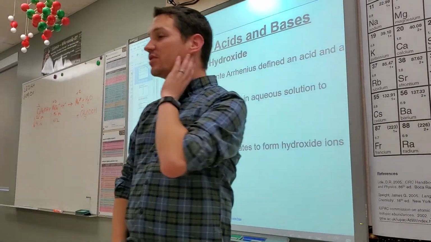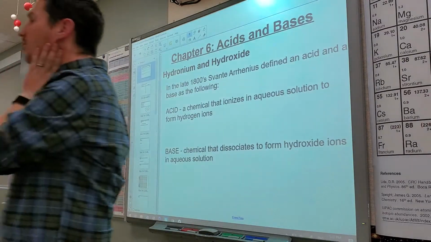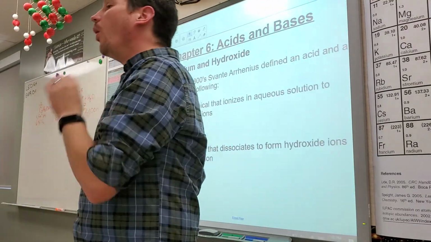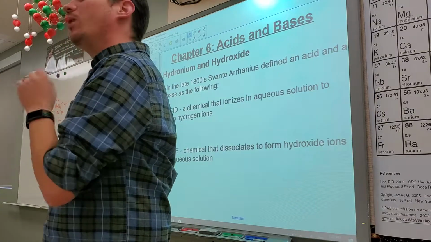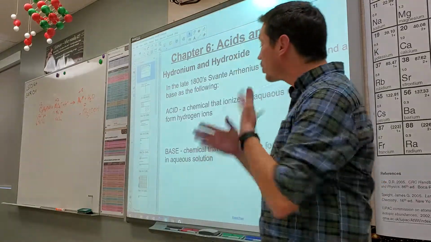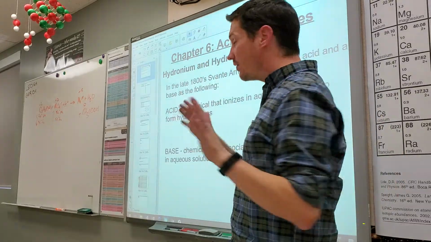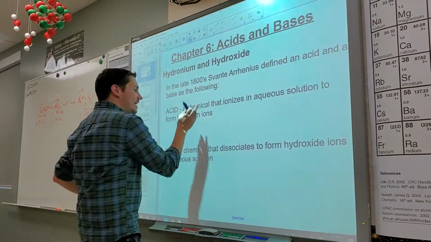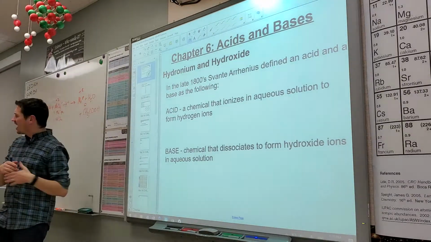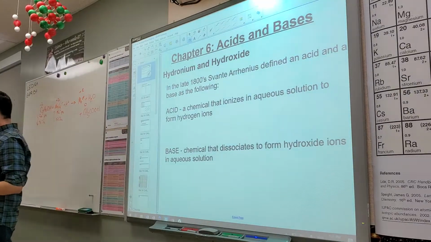Okay, as I was saying, I was lying to you because I was teaching you an older model of what acids and bases are. Now we've since updated our model, and we're going to update it in a second. The old model that we just covered in the previous unit was that an acid is a chemical that ionizes in an aqueous solution to form hydrogen ions. Pick any acid, weak or strong. Doesn't matter.